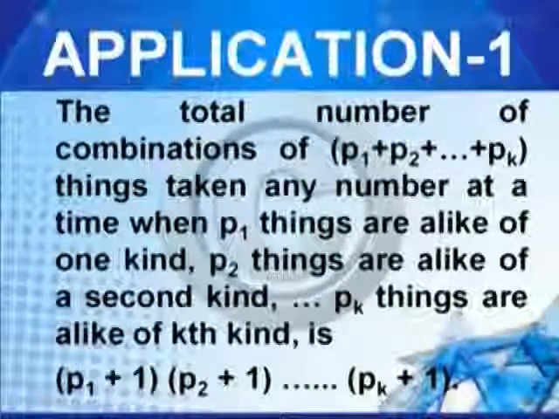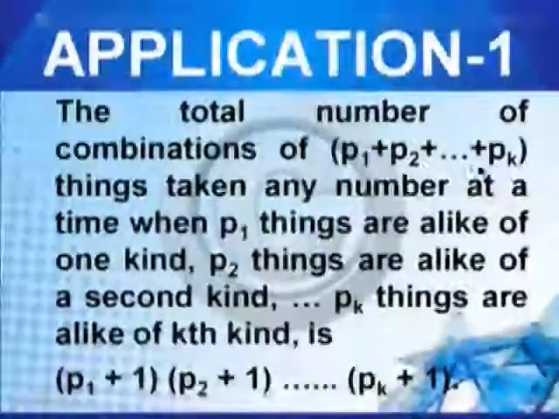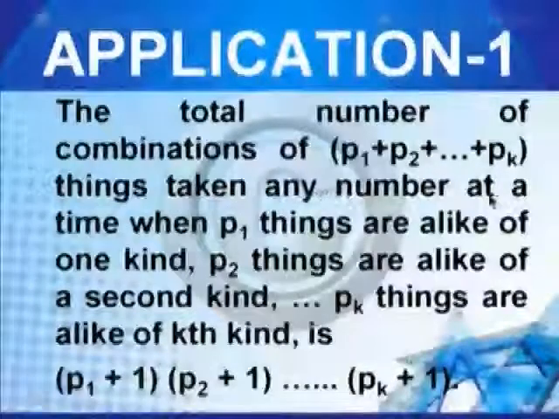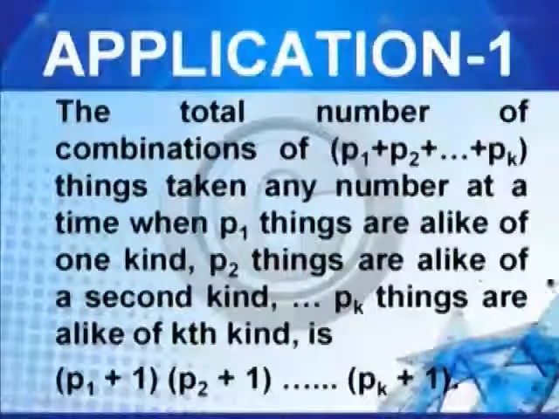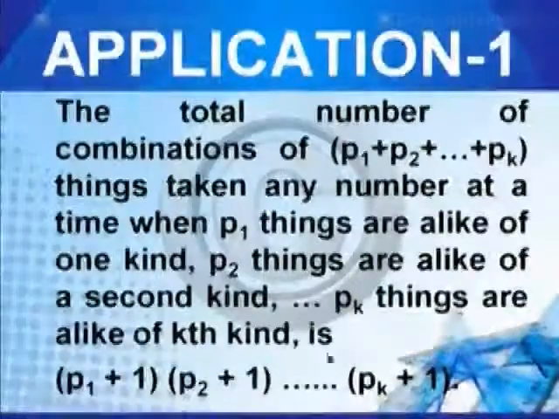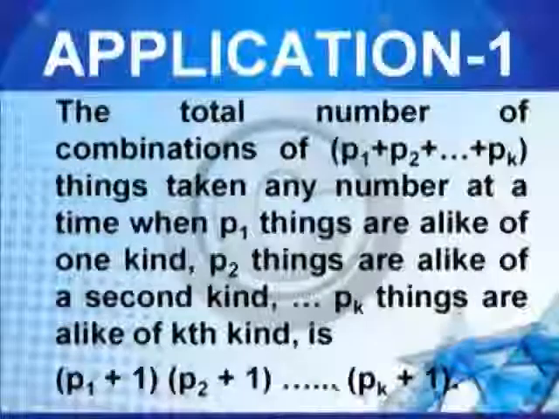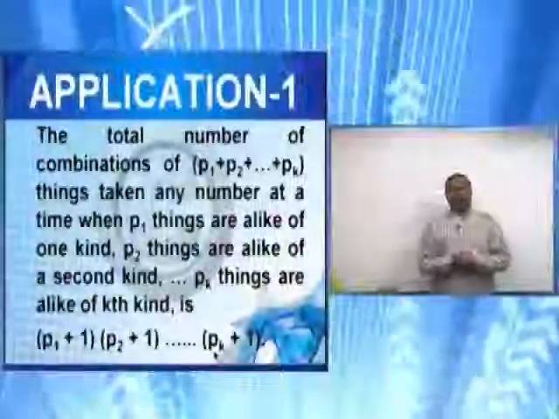The total number of combinations of P1 plus P2 plus so on plus Pk things taken any number at a time, when P1 things are alike of one kind, P2 things are alike of second kind, and so on, Pk things are alike of kth kind, is (P1 plus 1) into (P2 plus 1) into so on, (Pk plus 1). Just say this in this way.